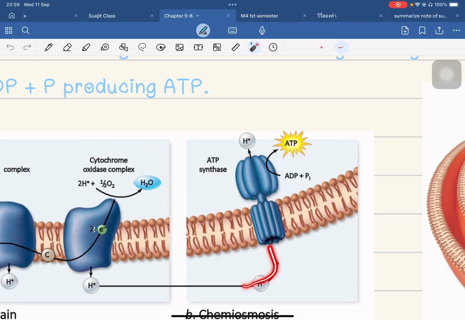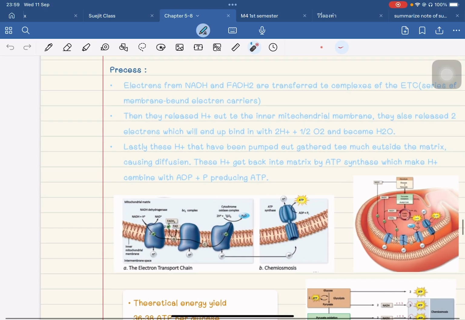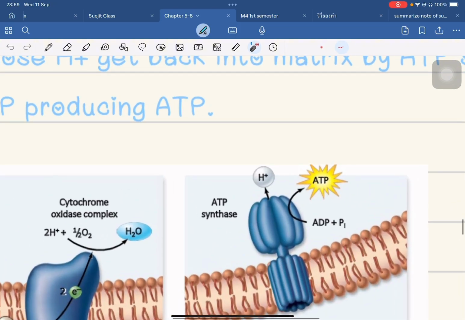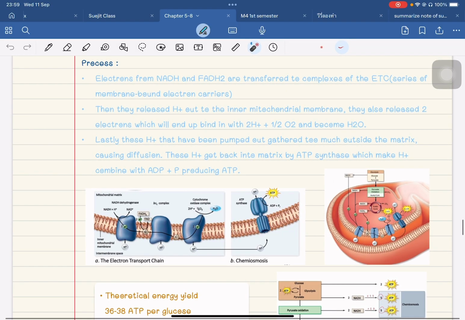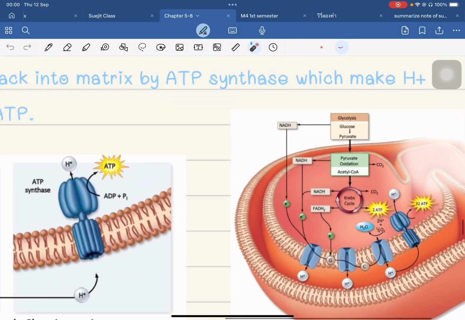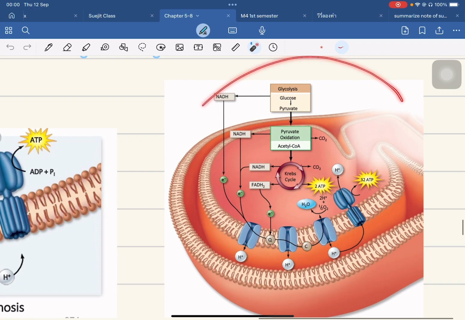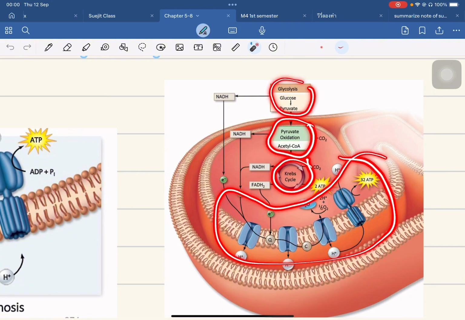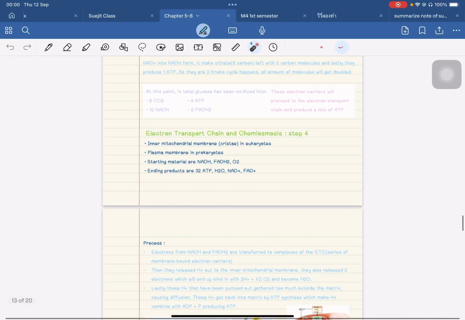And after those H plus get back through the ATP synthase, they're gonna combine with the ADP plus phosphate, and that's gonna produce the ATP. So this is the process. This is all the process together: glucose, and then the pyruvate oxidation, and then the Krebs cycle, and then the last one, the things that we have learned, the electron transport chain and the chemiosmosis.